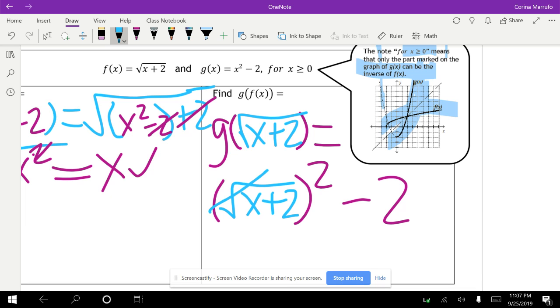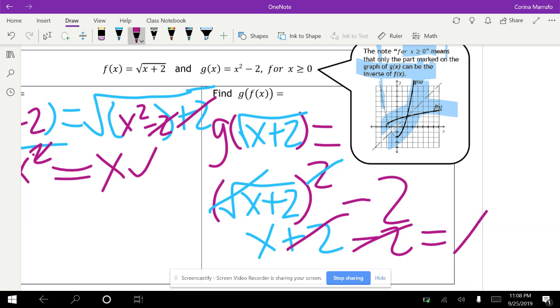And so here the square root and the squared cancel each other out. And we're just left with x plus 2. And then this minus 2 that's there, the plus 2 and the minus 2 cancel each other out. And all we're left with is x. Yes, so it works.